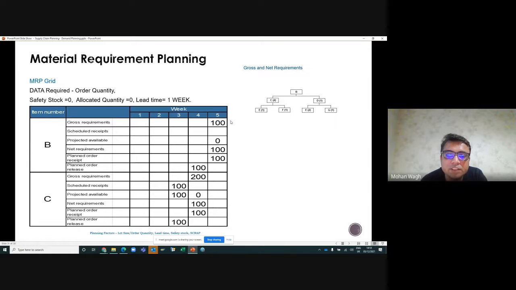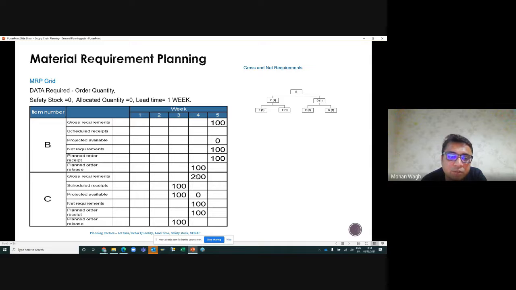So assume our customer has a gross requirement of 100. We do not have any scheduled receipts planned, and we do not have any projected available balance. So our net requirement is 100. Since our net requirement is 100, we need to have the planned order receipt of 100. As I mentioned, the lead time is 1 week, so we need to produce in week 4, so that goods will be available for the customer to sell in week 5. The requirement is in week 5.